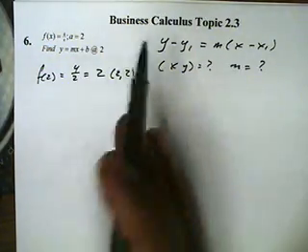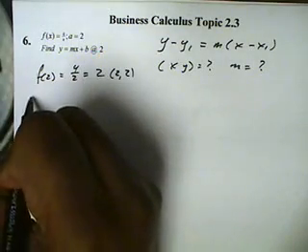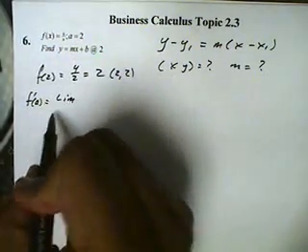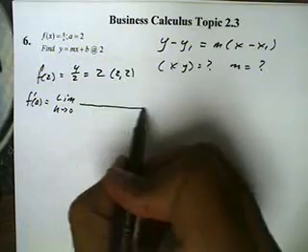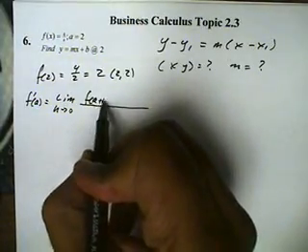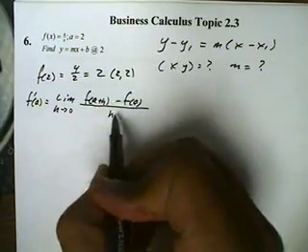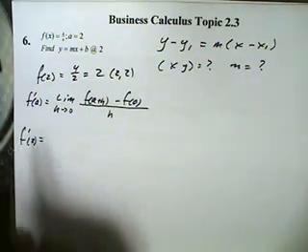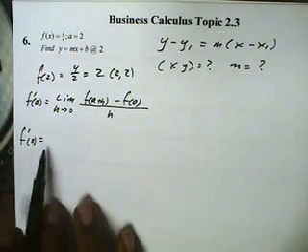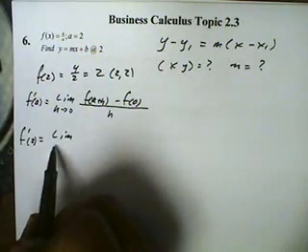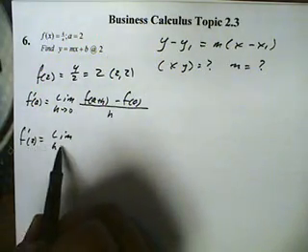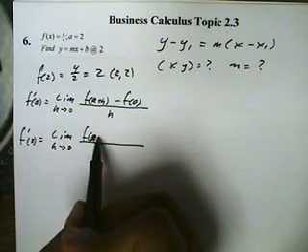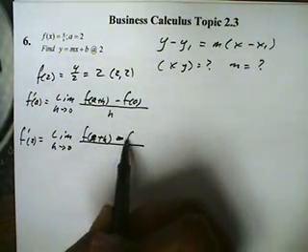Now, finding the slope, we need to take the formula for the derivative at a, which is the limit as h goes to 0 of the difference quotient, f of a plus h minus f of a, all over h. In our case, we want to find the instantaneous rate of change at 2. So h goes to 0, and then we'll put the 2 in there for a, and then we'll put the 2 in there for a again.